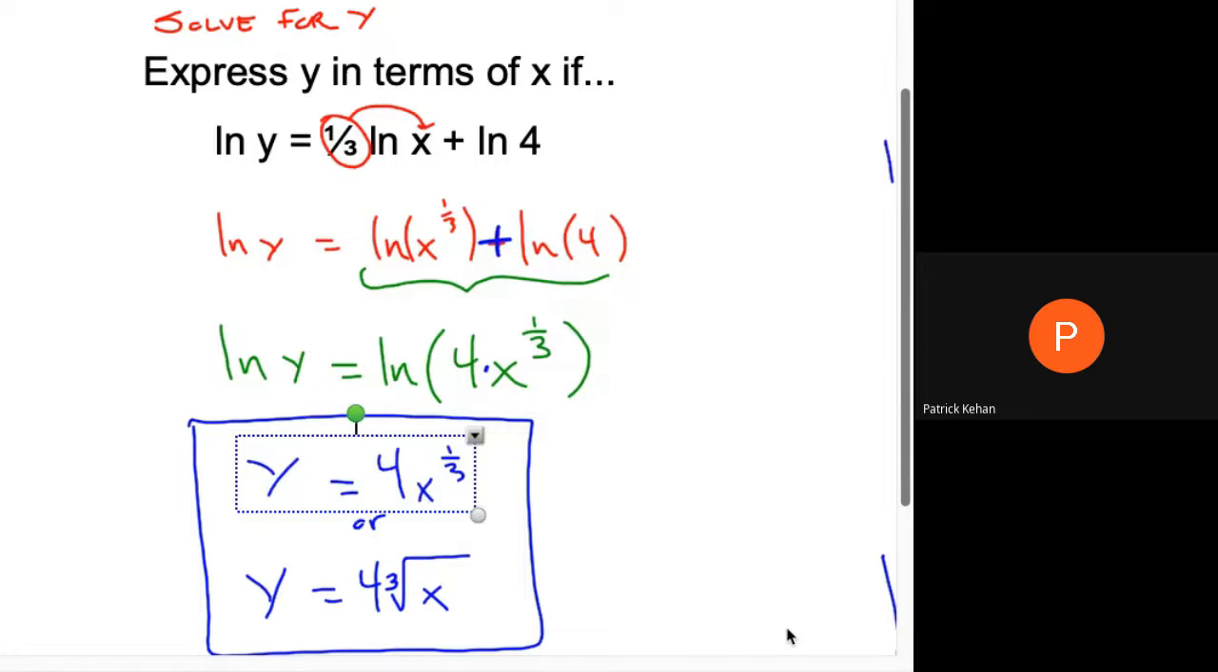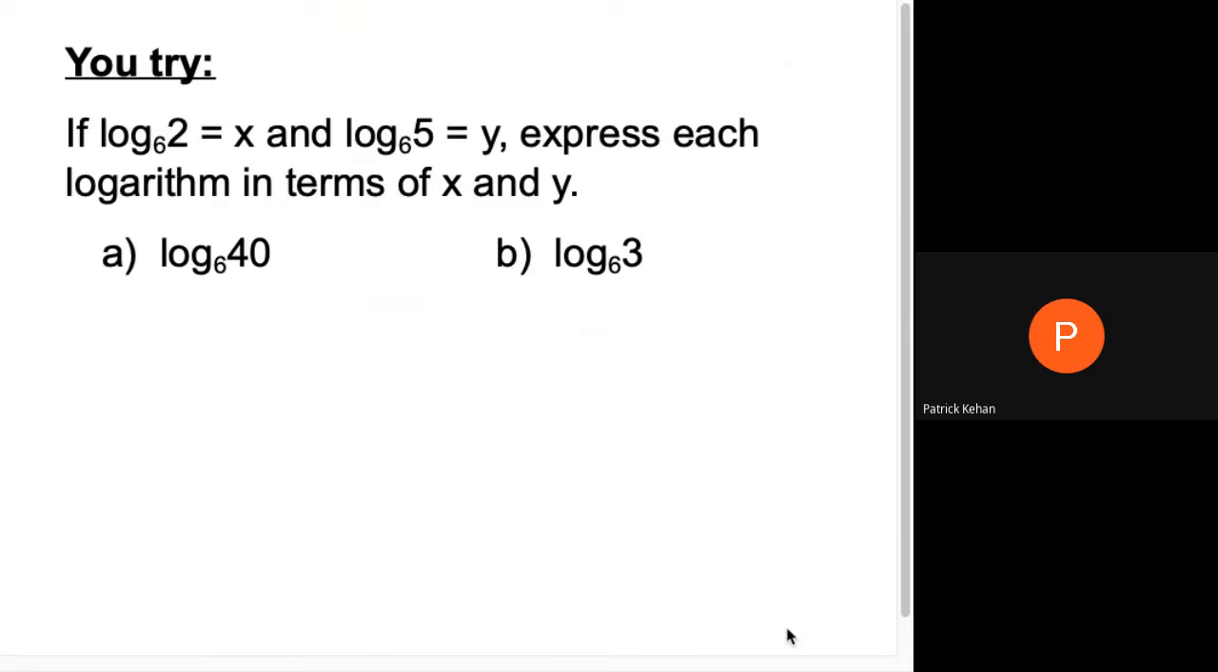Let's jump to our second example. This one's a little bit more complicated. Right? This requires some critical thinking and game planning before you just jump into it. So what we're going to do is manipulate the given log expressions, so just focus on log base 6 of 40 first.